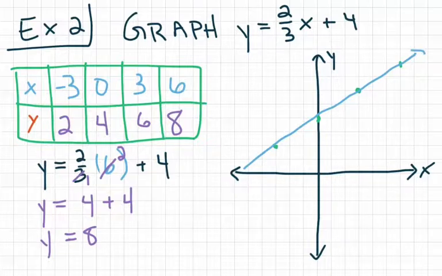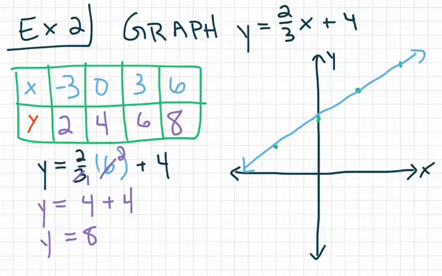And not too bad. Alright, so that line and that table both represent the equation y equals 2/3 x plus 4. They're different ways of representing the equation, but both the table and the graph represent that equation.